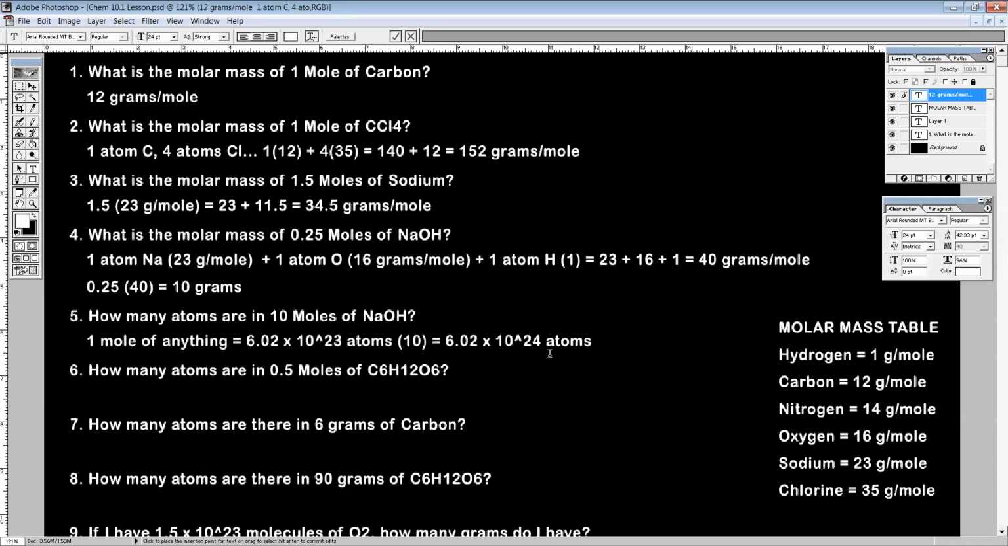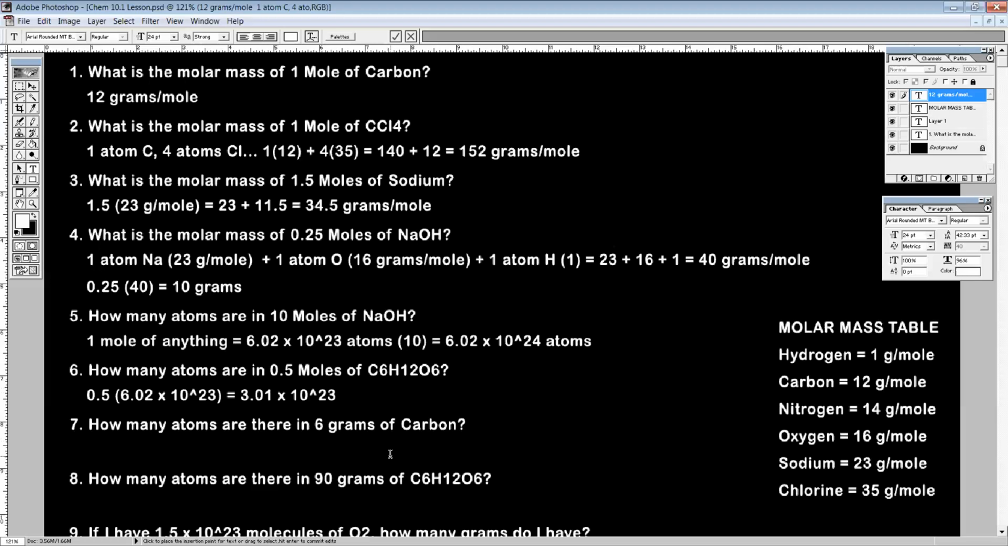Now, let's see. How many atoms are there in 1/2 a mole of C6H12O6? A little bit of glucose there. And so we would have 0.5 times 6.02 times 10 to the 23rd. Our exponent's going to stay the same, and we're going to wind up with 3.01 times 10 to the 23rd. All right.